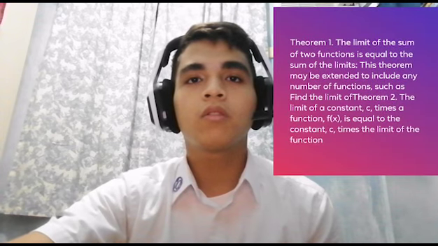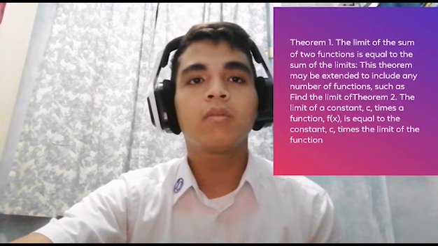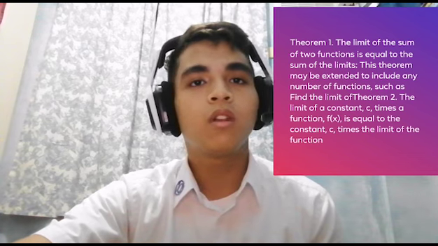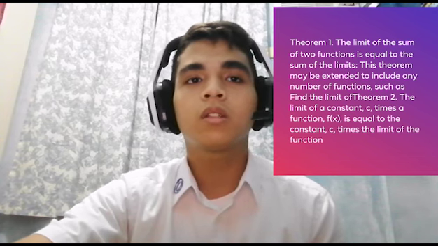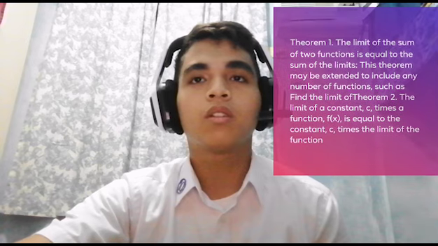In this video, I will explain to you the theorems on limits. Theorem 1: The limit of the sum of two functions is equal to the sum of the limits. This theorem may be extended to include any number of functions. Theorem 2: The limit of a constant c times a function f of x is equal to the constant c times the limit of the function.